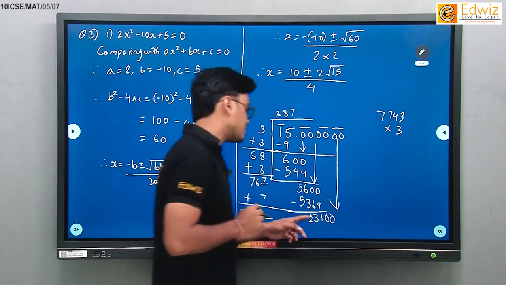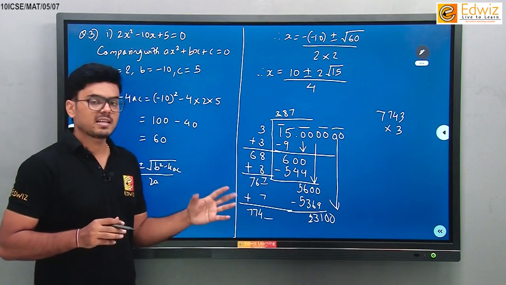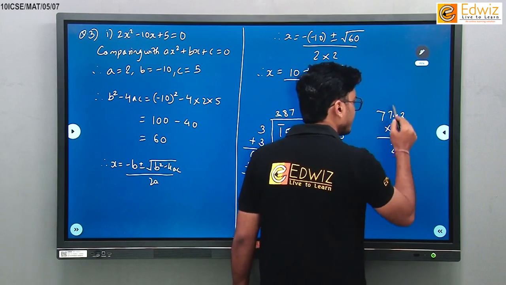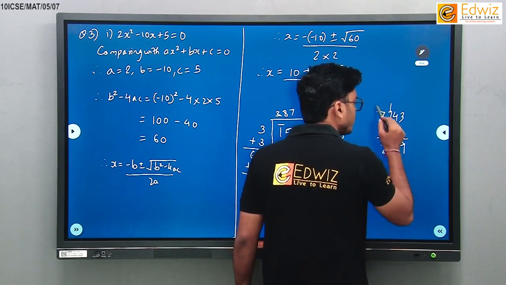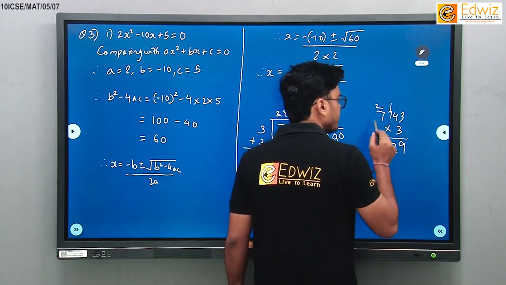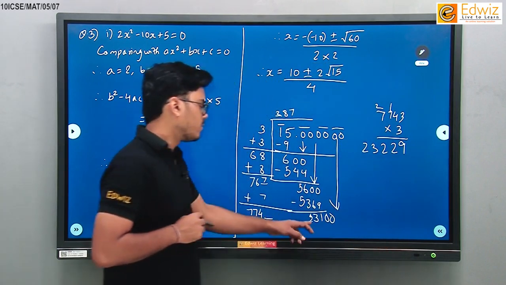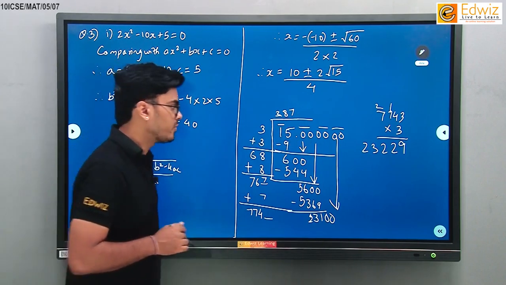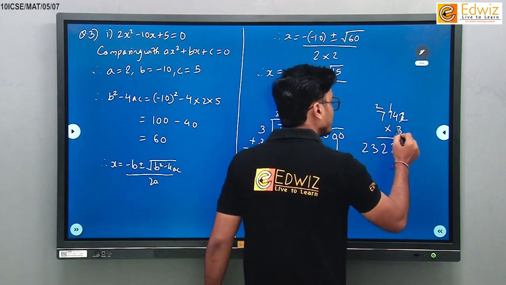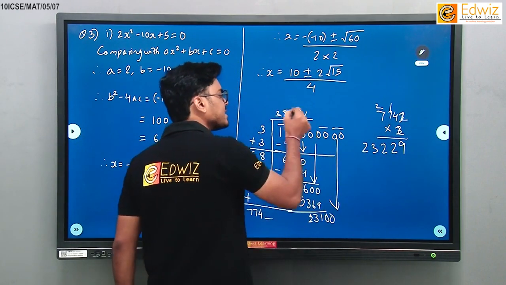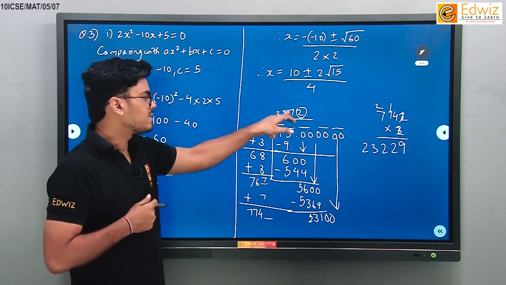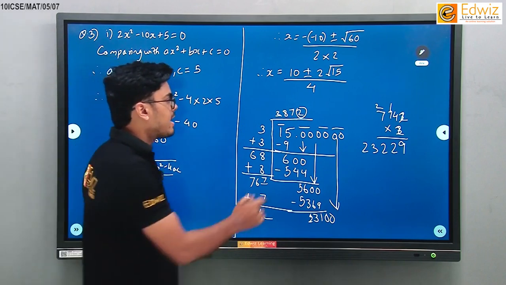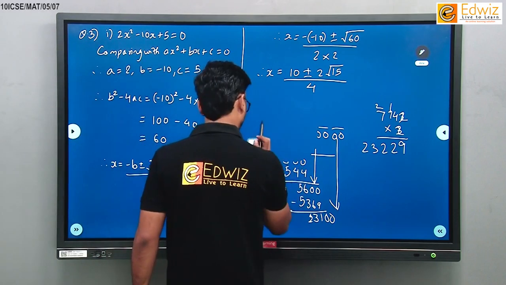Why 3? Because it is 23100, right? So it is around 21. So let us consider this. 3 3s are 9, 3 4s are 12, 1 carry, 3 7s are 21, 22, 2 carry, 3 7s are 21 plus 2, 2 3 2 2 9. Okay, 2 3 2 2 9 is greater than this, obviously. So we cannot take 3 also, we'll have to take 7 7 4 2 into 2. So the next digit is 2, which is insignificant. Why? Because it won't increase the value of this 7. Now we will take 3.87 as it is, as the square root of 15.